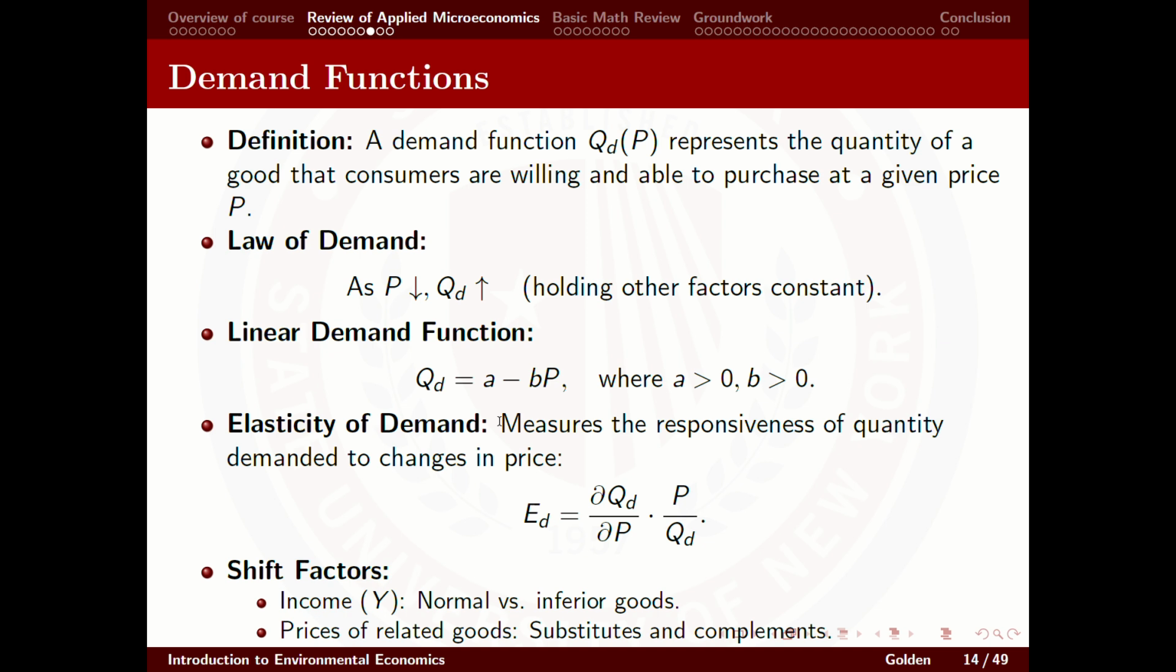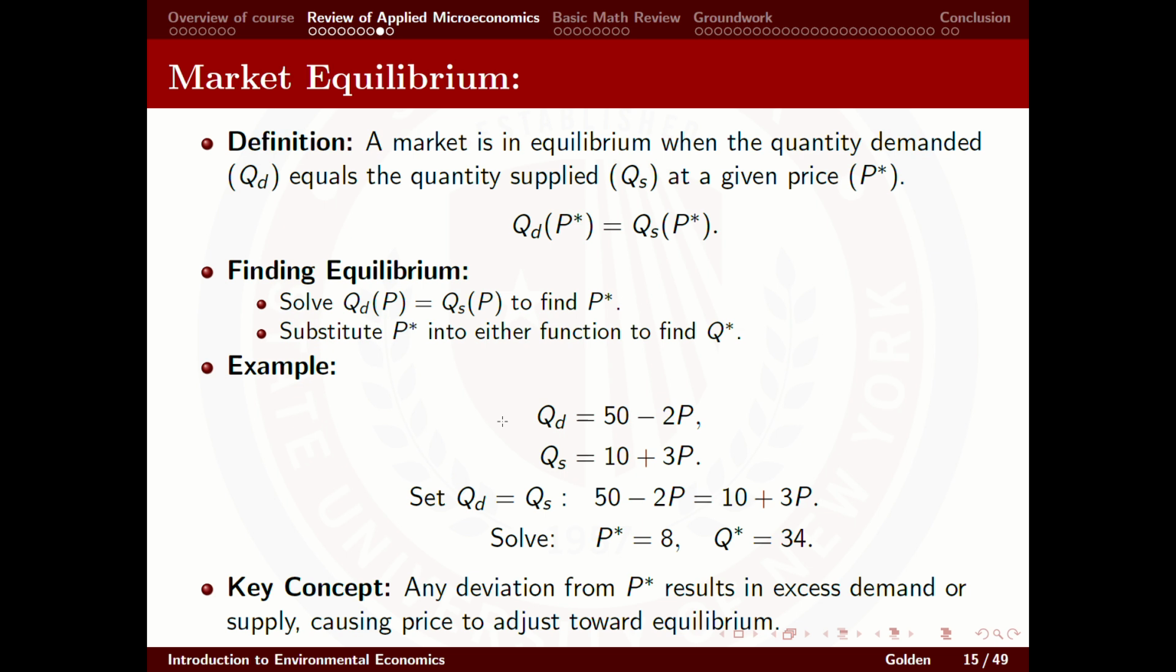And then, sometimes goods are related, and when you change the demand curve for one good, it affects other goods. Market equilibrium happens when quantity supplied equals quantity demanded. You can solve the equilibrium by setting quantity supplied equal to quantity demanded to find price, and then you can substitute in the optimal price to find the optimal quantity.